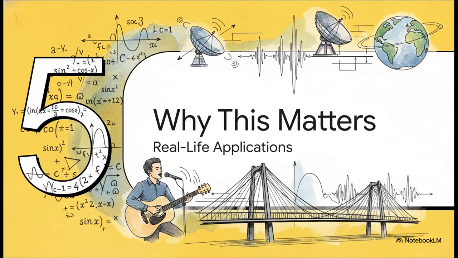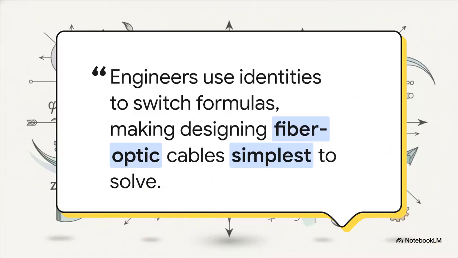Okay, so this is all great for passing a math test, but you might be wondering, when am I ever actually going to use this? Why does simplifying these expressions even matter out there in the real world? Well, it matters a whole lot in fields like engineering and physics. For example, when an engineer is designing something like a fiber optic cable, the path light takes is described by really complex trigonometric formulas. By using these exact identities, that engineer can swap out parts of the formula, simplify it, and maybe reveal a more efficient design or make a tough calculation suddenly manageable. It really is all about turning a complex problem into a simple one.